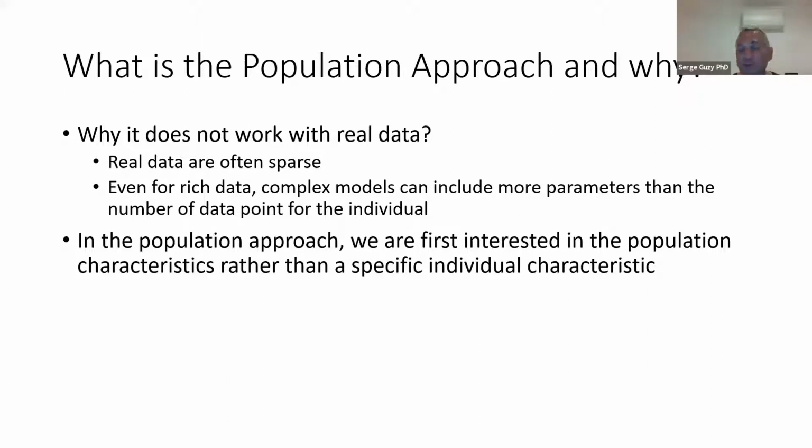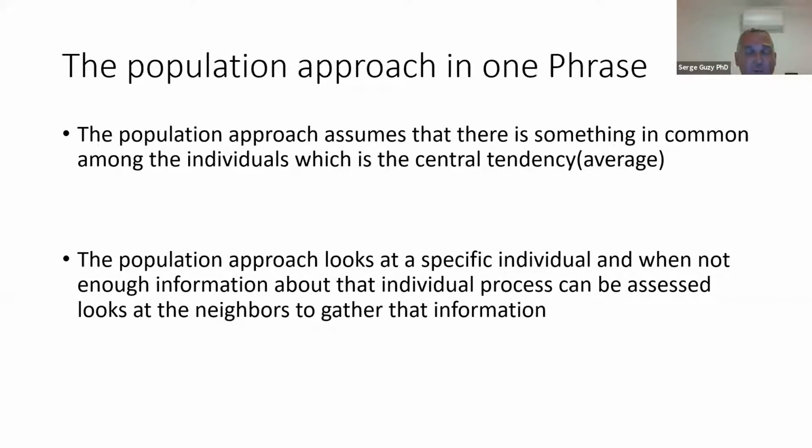In the population approach, again, we are especially interested in the population characteristics. Now, what is the hypothesis? What is the basic assumption that is required to use the population approach? Because you cannot always use the population approach. Something very important is that there is something in common among the individuals, which is the central tendency. In other words, everybody shares the same average. And again, it's assuming that I don't have covariates. I will talk about covariates later on.